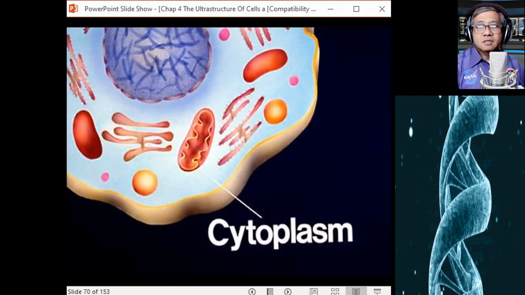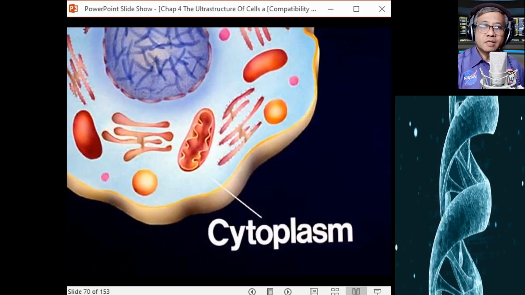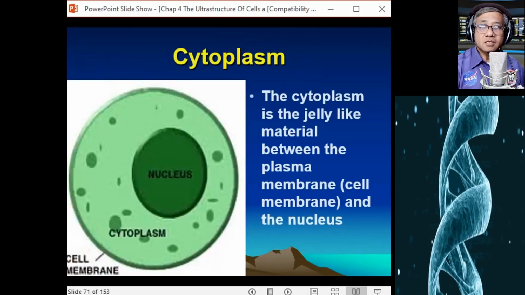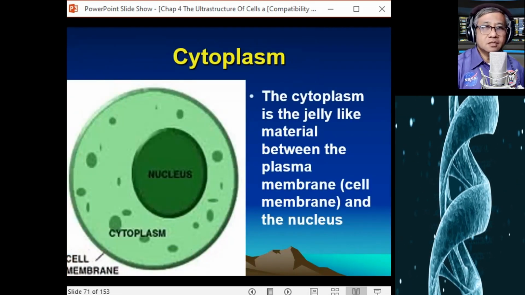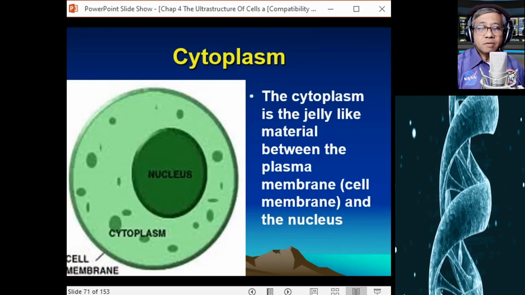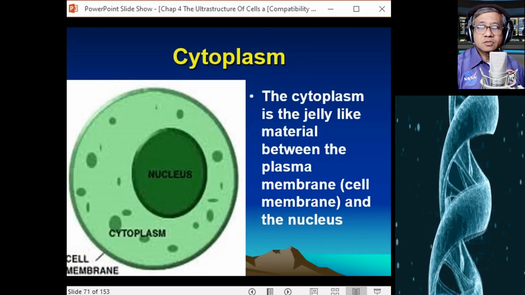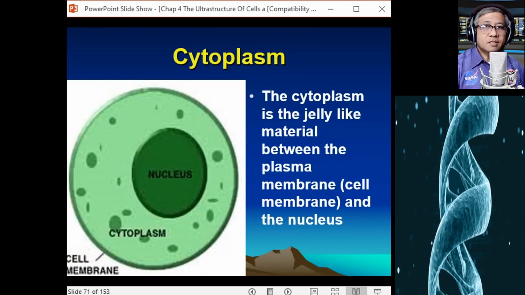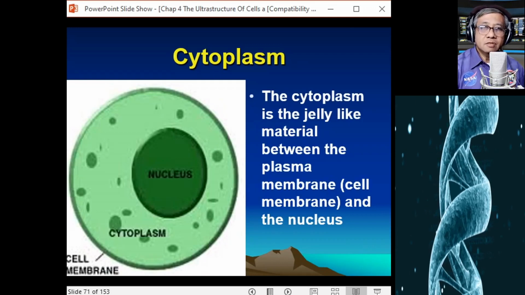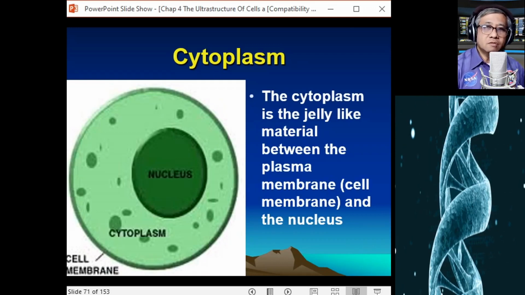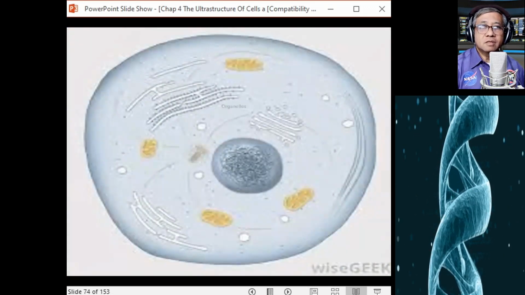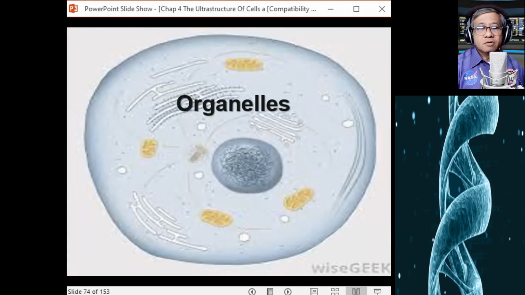Okay, next, let's proceed now to the cytoplasm. Basically, the cytoplasm is a jelly-like substance that is located between the plasma membrane, or the cell membrane, and the nucleus. And suspended in the cytoplasm are organelles.